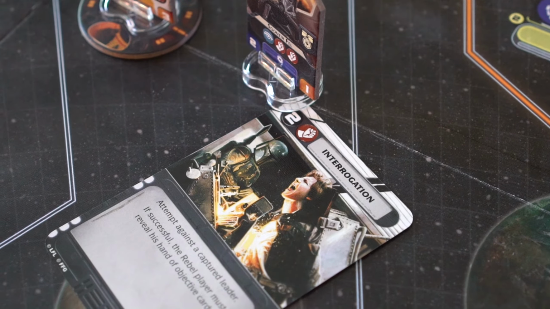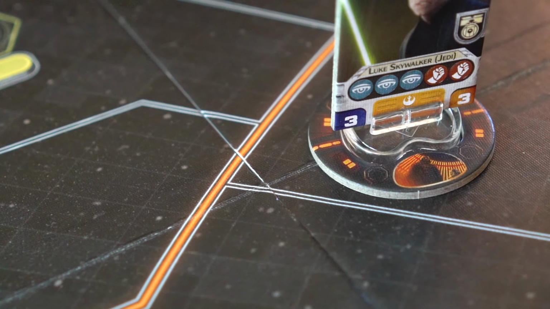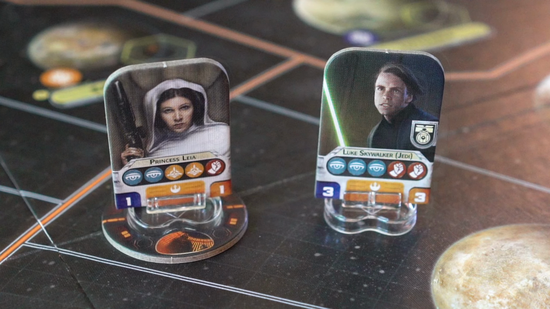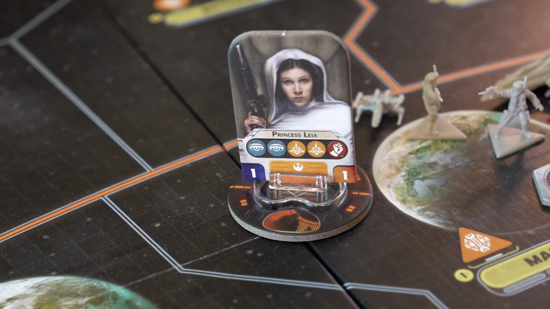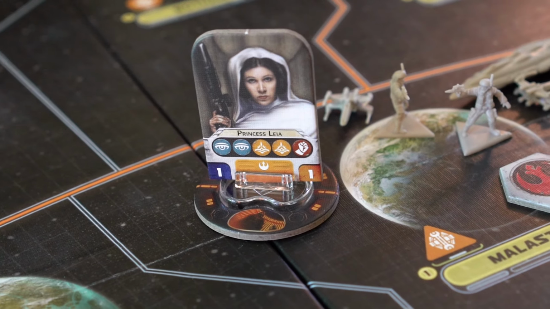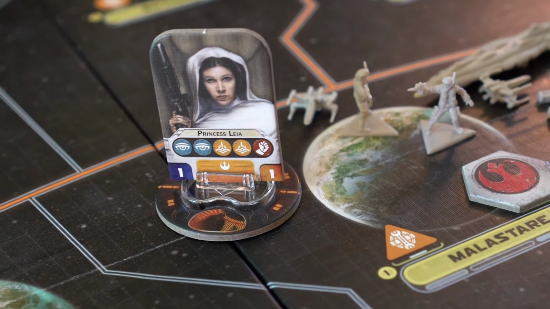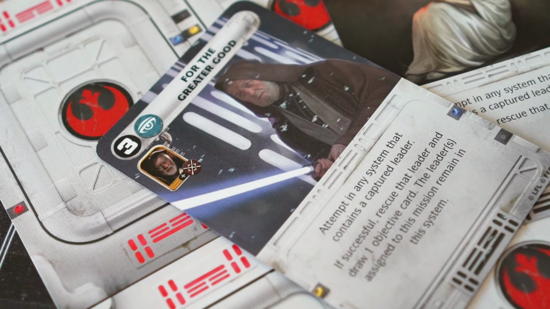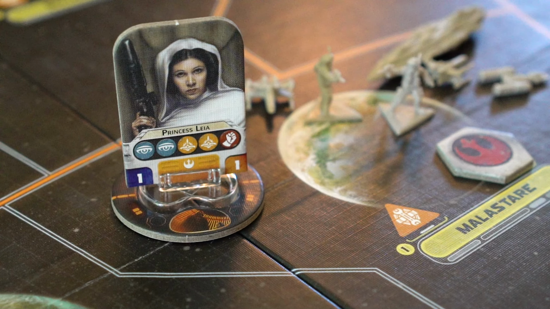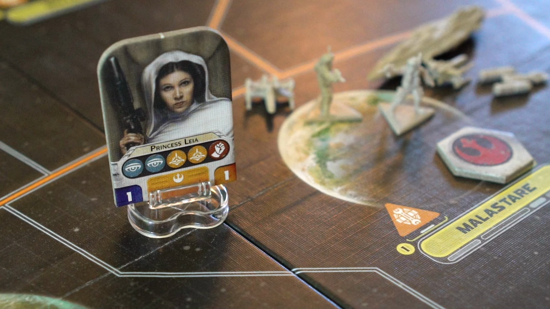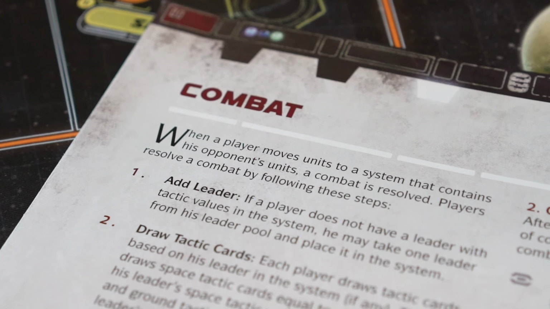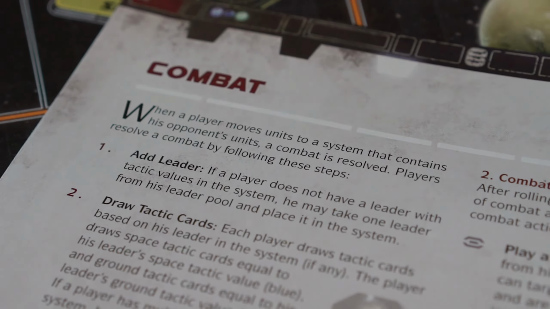The Imperial player only has a single captured leader ring. If a second leader is to be captured, the first leader is considered rescued and the new leader gains the ring. If there are ever no Imperial units in a captured leader's system, which usually happens after combat, the leader is immediately rescued. There are also certain mission cards that can rescue leaders, such as this one. When a leader is rescued, the ring is removed from the leader and the leader is placed in the Rebel base space. In the next video, we'll be looking at combat.